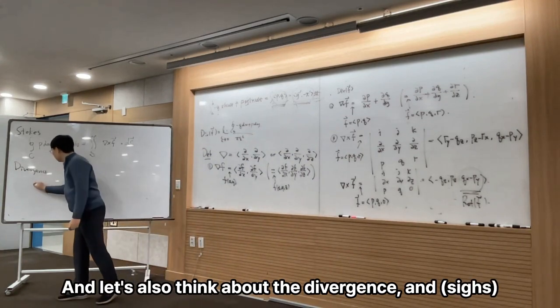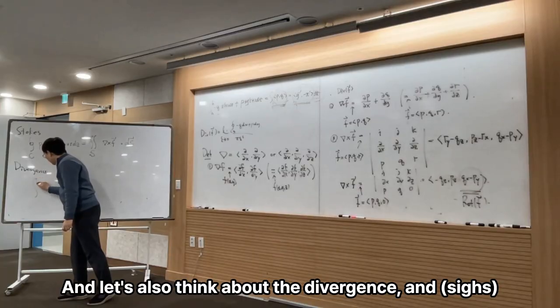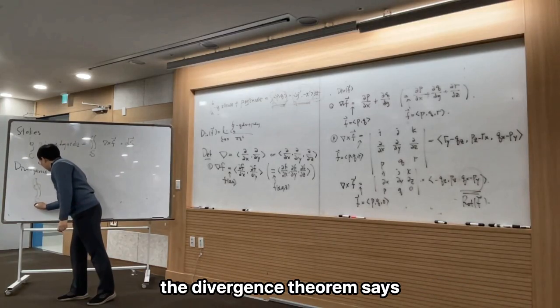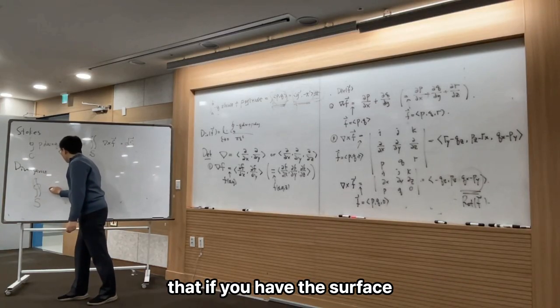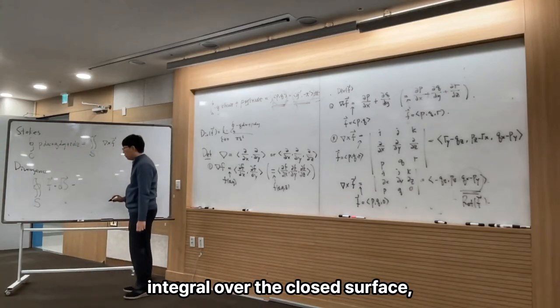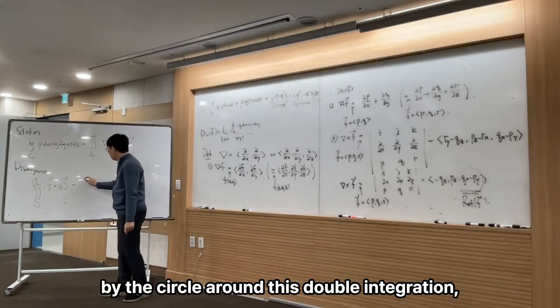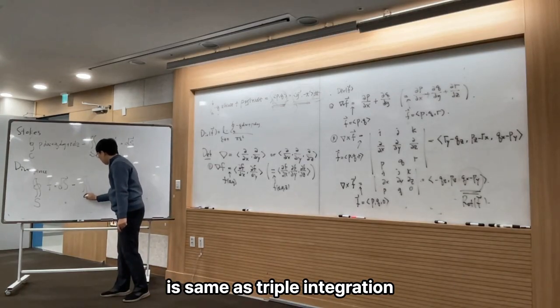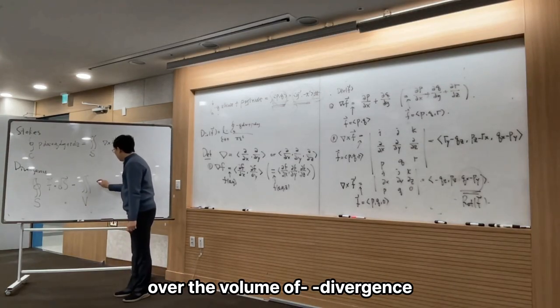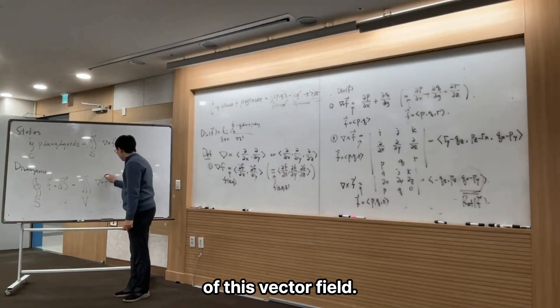And let's also think about the divergence. The divergence theorem says that if you have the surface integral over the closed surface, so closed is represented by the circle around this double integration, it is the same as the triple integration over the volume of the divergence of this vector field.